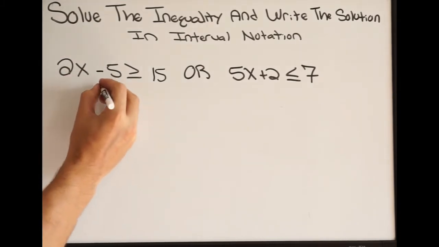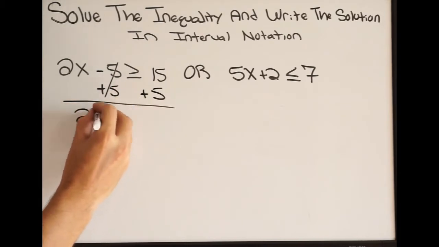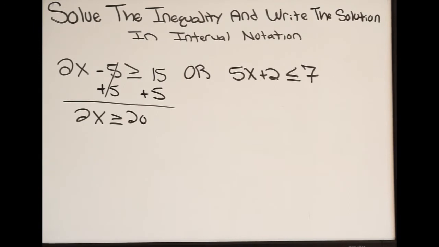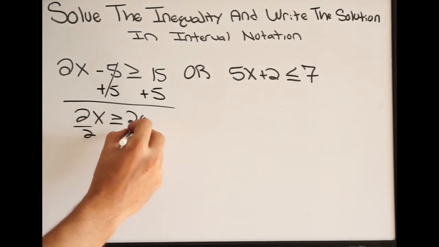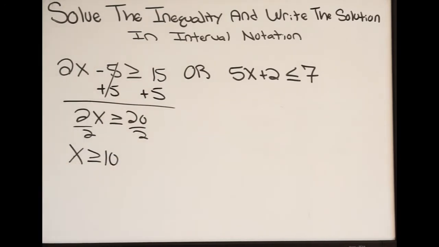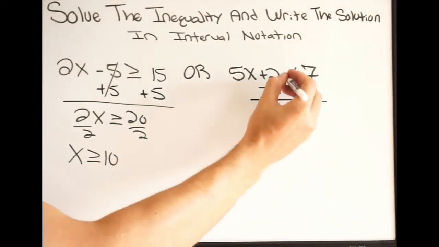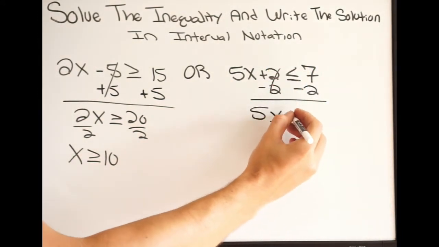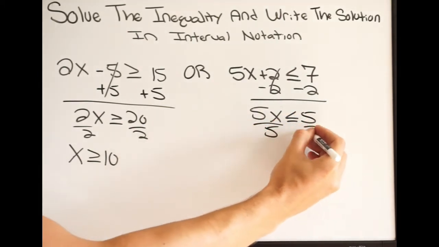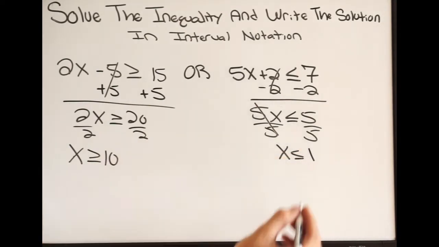All right, doing this one, we're going to add 5 on both sides. Here we get 2x is greater than or equal to 20. Then simply divide both sides by 2, and we get x is greater than or equal to 10. Okay, let's do this one. We're going to subtract 2 on both sides. Here we get 5x is less than or equal to 5. Again, divide both sides by 5, and we get x is less than or equal to 1.